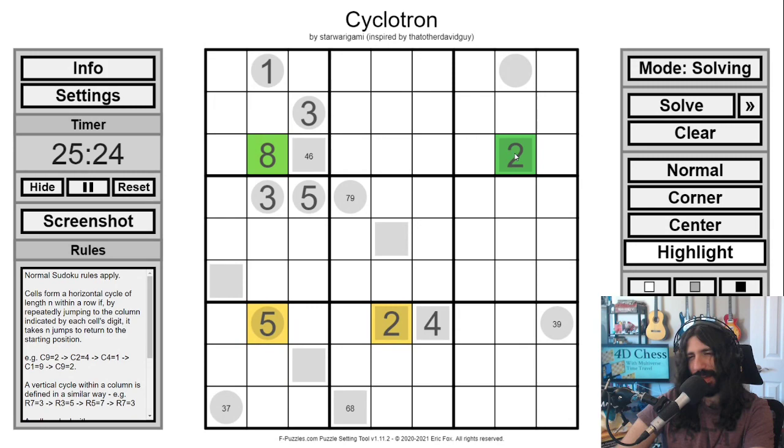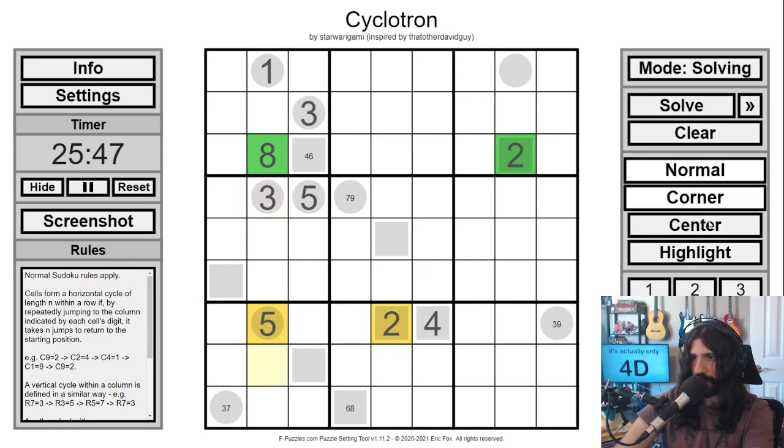Now I need to figure out a better way to do this highlighting thing, because this is part of two cycles, like a horizontal and a vertical cycle, right? Okay, great. So now this is a vertical cycle of length three, so it goes up to eight, which brings it down here, but it's got to come back immediately because that would make it a cycle of length three or whatever. So this has to be a four for sure.